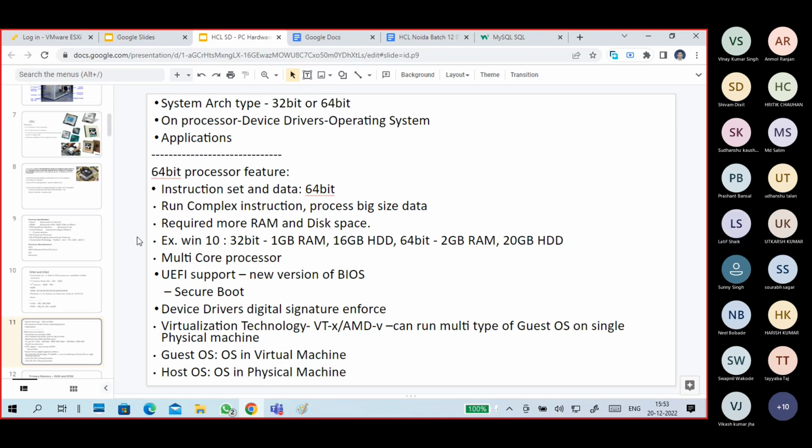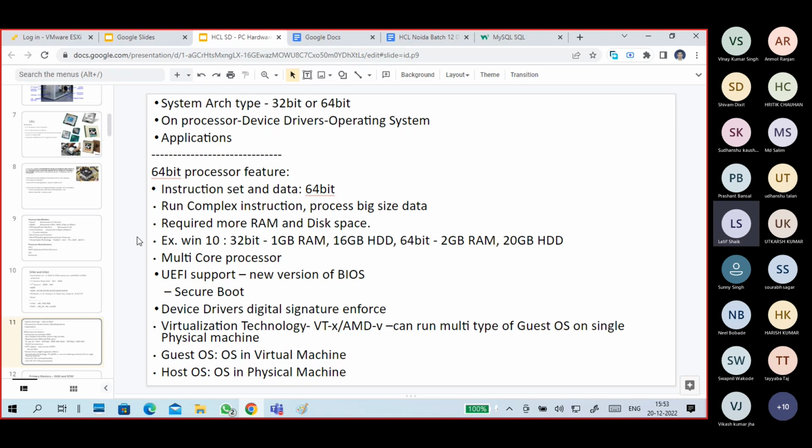Okay. Multi-core processing is possible. Virtualization is possible. With 64-bit virtualization, you can run multiple types of operating systems in virtual machines on a single physical machine.